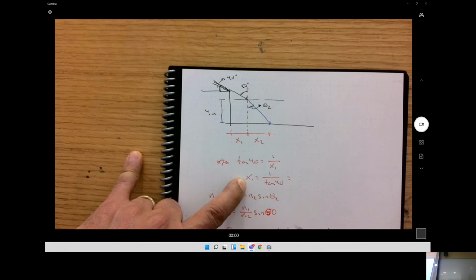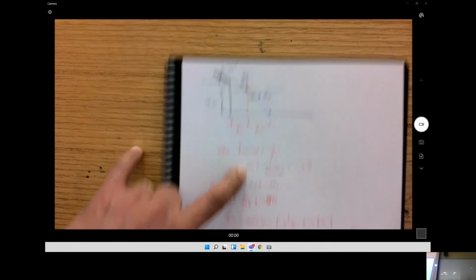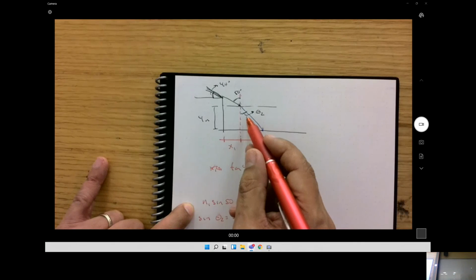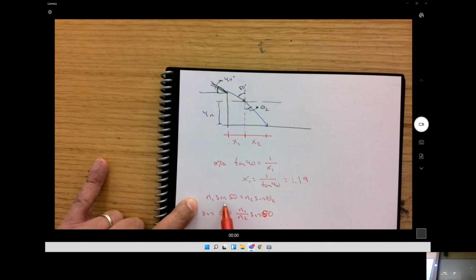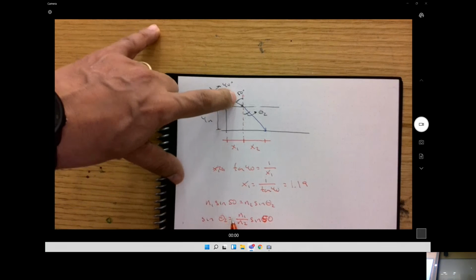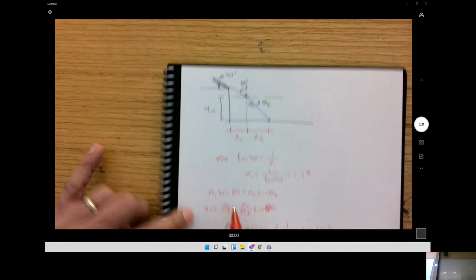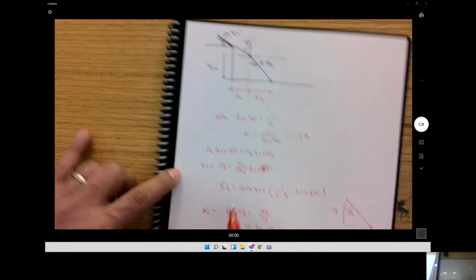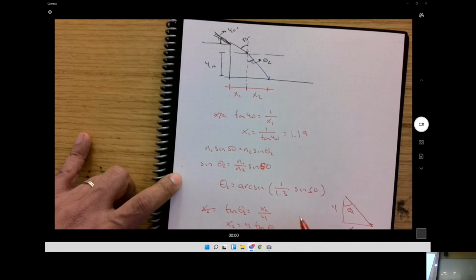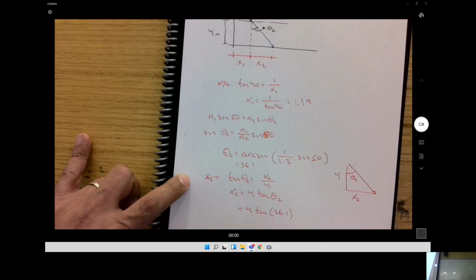1.19. And then to calculate theta 2, I need to use Snell's law. So I'm going to have n1 sine of 50. So remember, we're looking at the angle with the normal. So this angle with the horizontal is 40, with the normal will be 50, n2 sine of theta 2. And then theta 2 will be 36.1, and here we'll have 36.1. And x2 will be, Andrea?